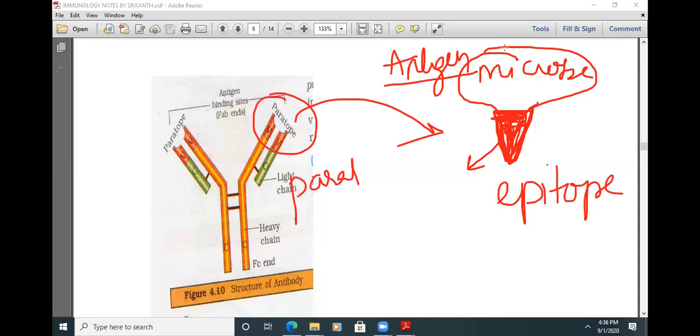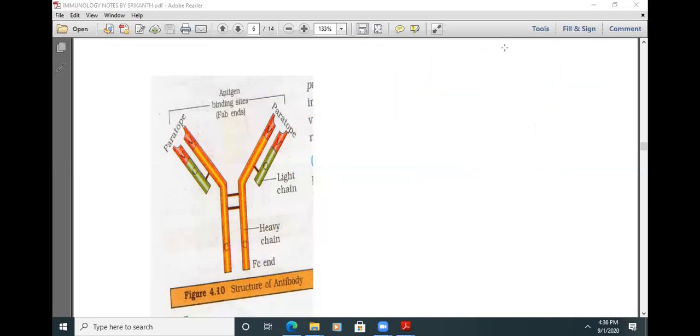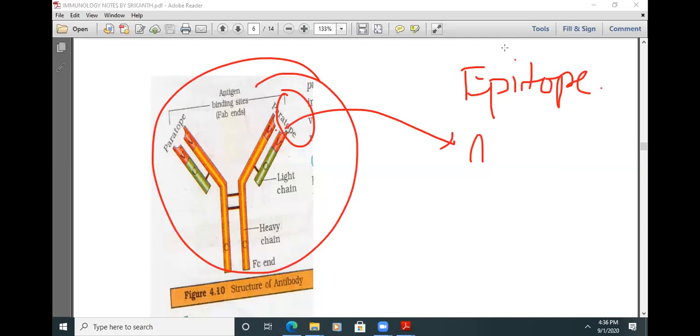You will be confused, that's why I'm showing both at one place. Paratope belongs to the antibody, and it binds with the antigen. Epitope belongs to the antigen, and it will bind with the antibody at FAB. So two definitions you need to learn here. Epitope is a portion of antigen which binds with antibody. The paratope is a portion of antibody which binds with antigen. So the epitope of the antigen binds with the paratope of the antibody.